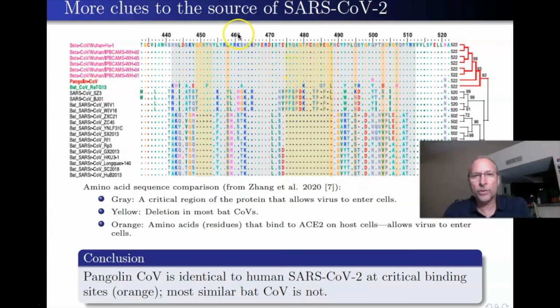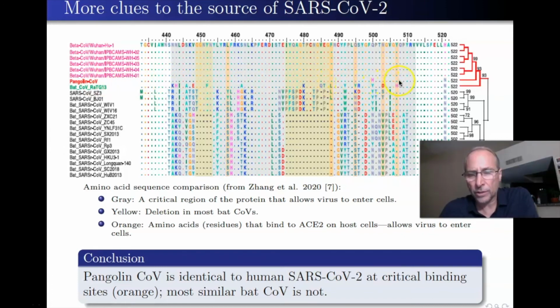Now, the parts that they wanted to focus on in particular are these regions, these orange sections. 1, 2, 3, 4, 5 orange sections. The reason they're focusing on these orange sections is because these are the exact amino acid residues that bind to that ACE2 receptor. And the reason that's important is because that's how the virus gets into the cells. So the mechanism by which these SARS-CoV-2 get into cells critically depends on what amino acids are at these orange sites. Now, compare all of these human SARS-CoV-2s to the pangolin CoV. And if you look down through here at each one of those orange sections, there's a dot.